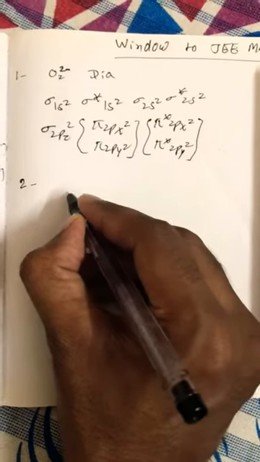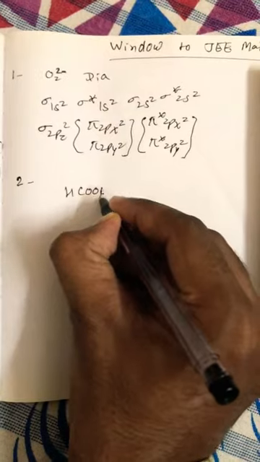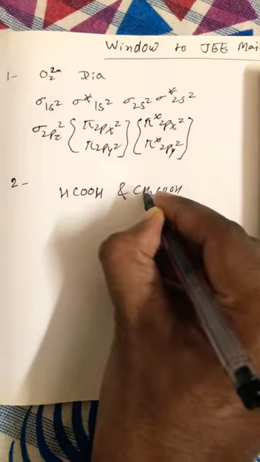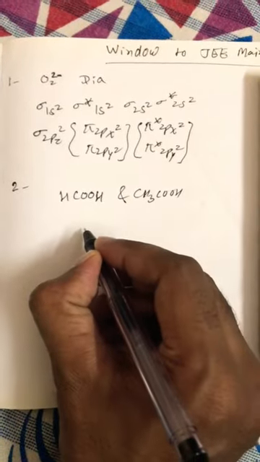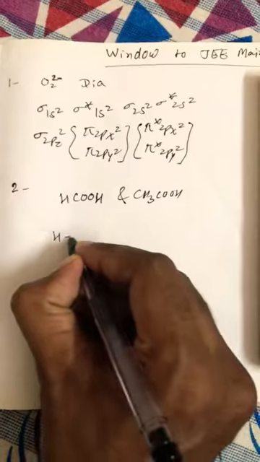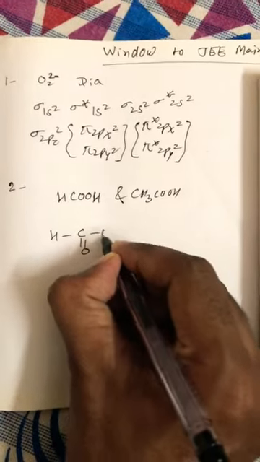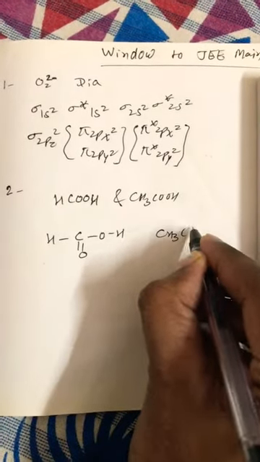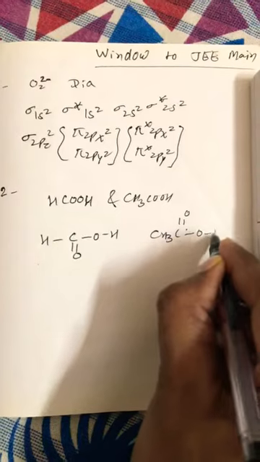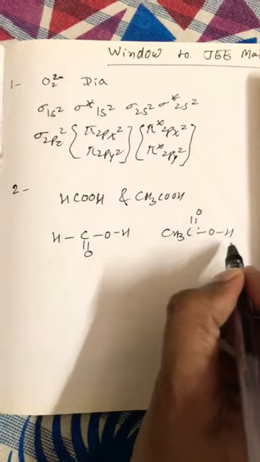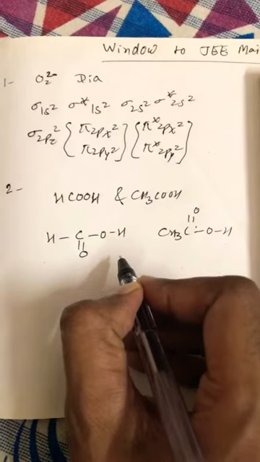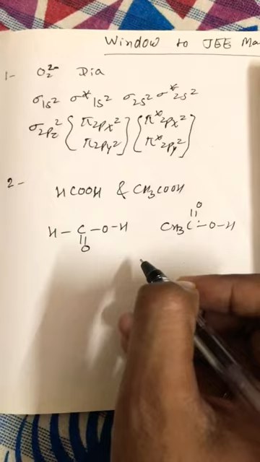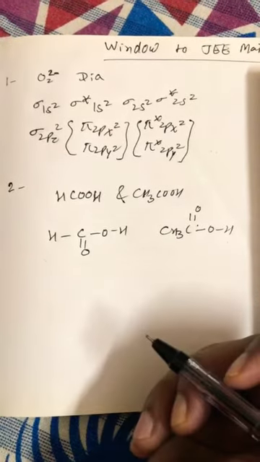Question number 2. Strongest hydrogen bonding takes place between HCOOH and CH3COOH because in these cases hydrogen is attached with oxygen. For example, HCOOH structure is this. So hydrogen is attached with oxygen. Similarly, in CH3COOH, hydrogen is attached with oxygen. So in both cases, hydrogen is attached with oxygen. That's why it can form hydrogen bond. But in other options, hydrogen is not attached with oxygen, fluorine or nitrogen.